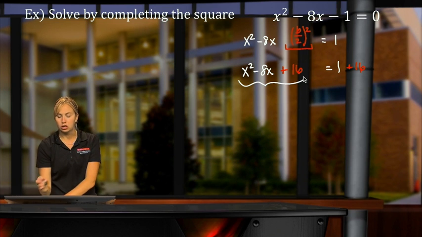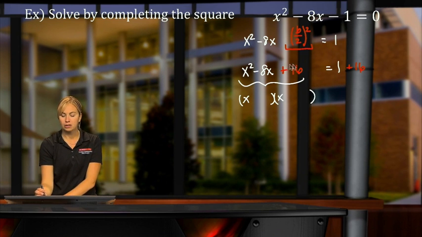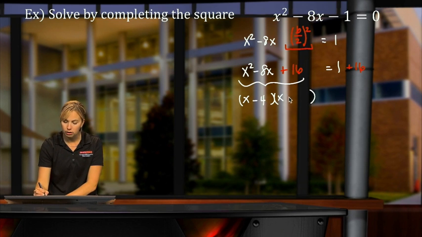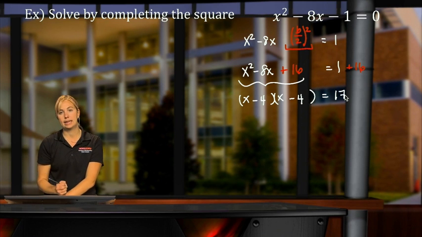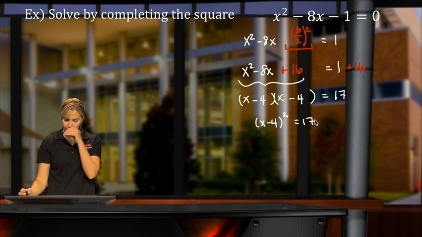Now I will factor the quadratic that I have on the left. Factors of positive 16 that sum to negative 8: negative 4, negative 4. 1 plus 16 is 17. And we can rewrite the left-hand side as x minus 4 squared equals 17.